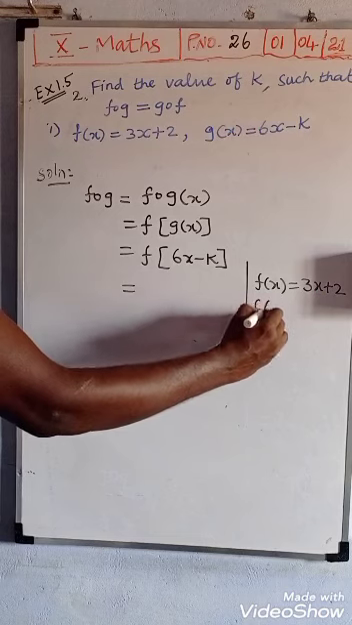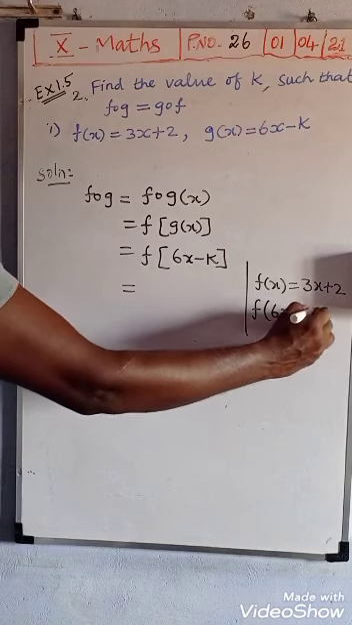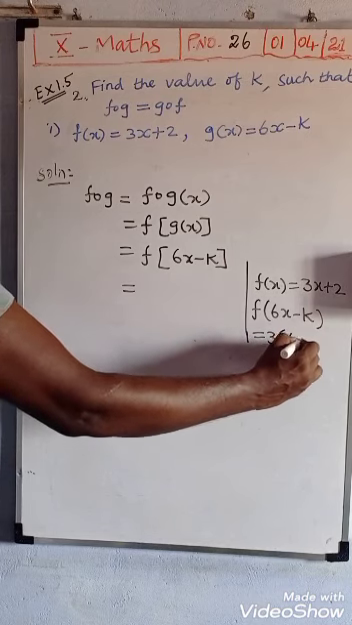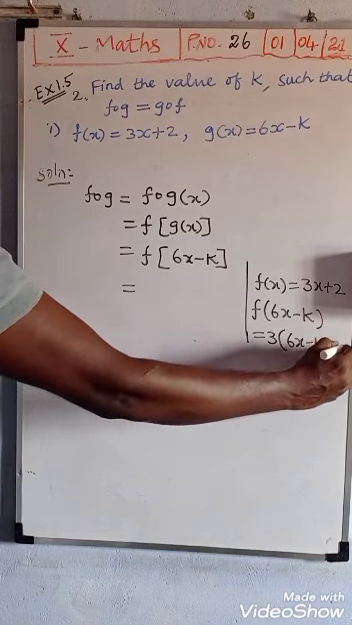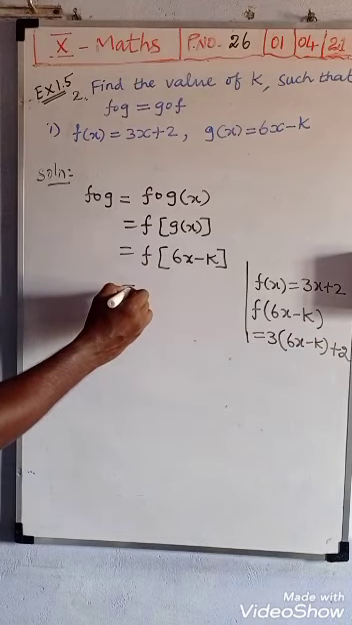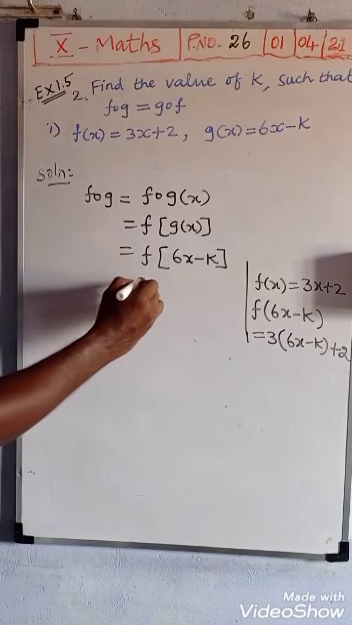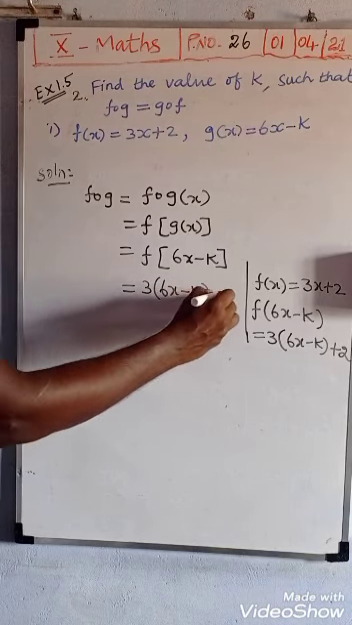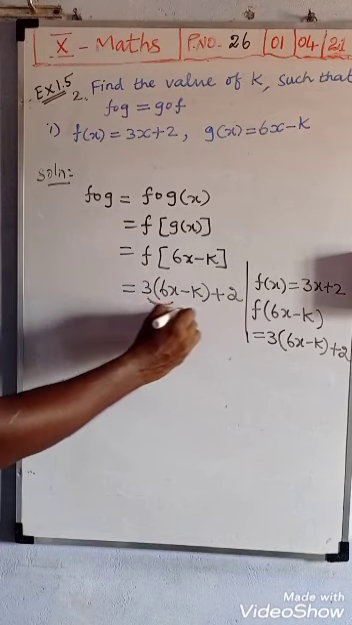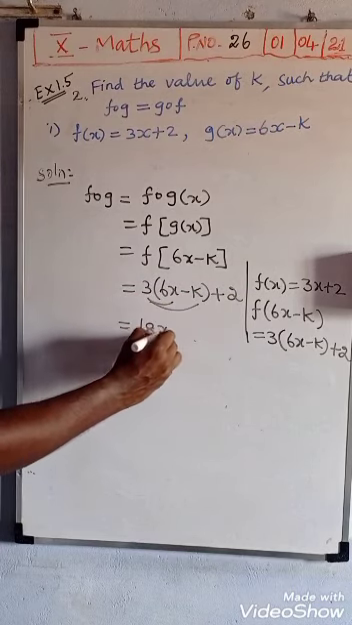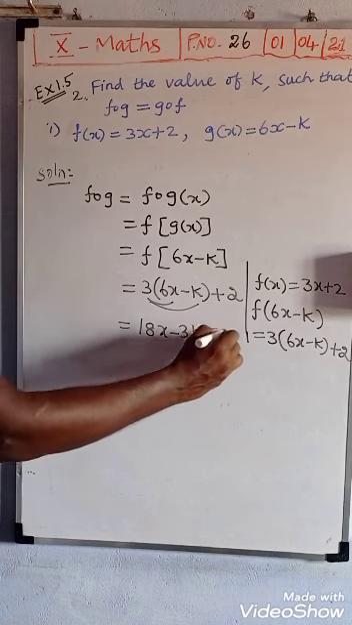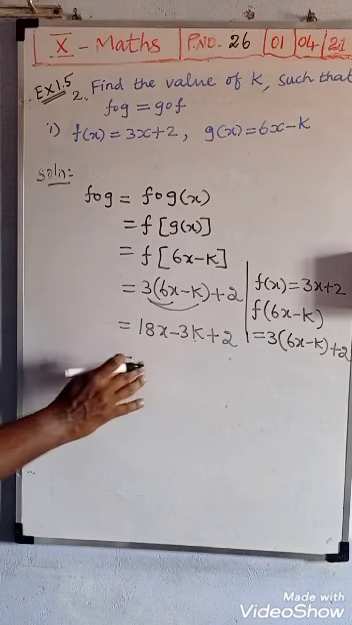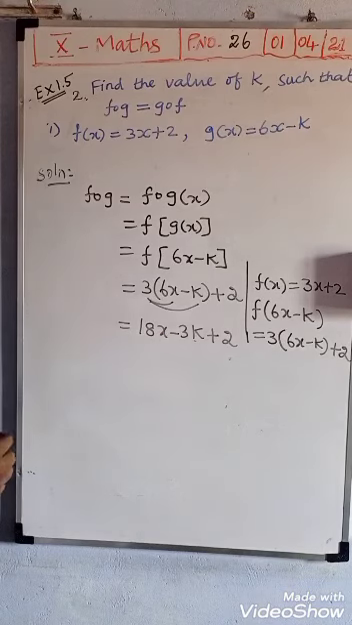Now instead of x you should substitute 6x minus k. Then 3 times, instead of x, 6x minus k, plus 2. So this is the value of f of 6x minus k. You write 3 times (6x minus k) plus 2. Now 3 is common for both, so 3 times 6 is 18x minus 3k plus 2. 3 into k is 3k. We cannot simplify further. This is f composition g.